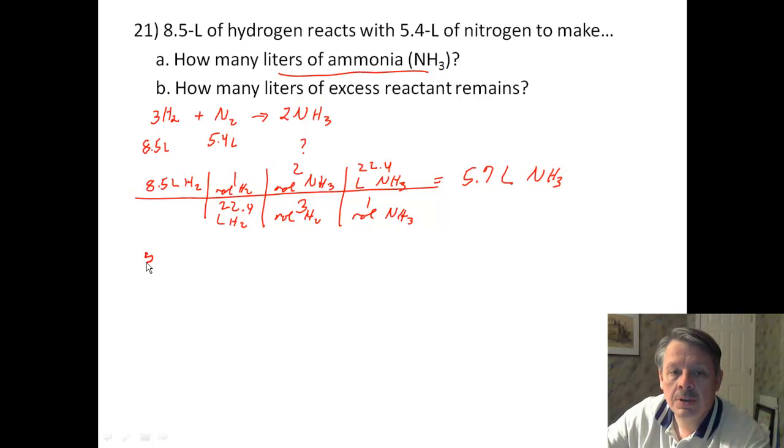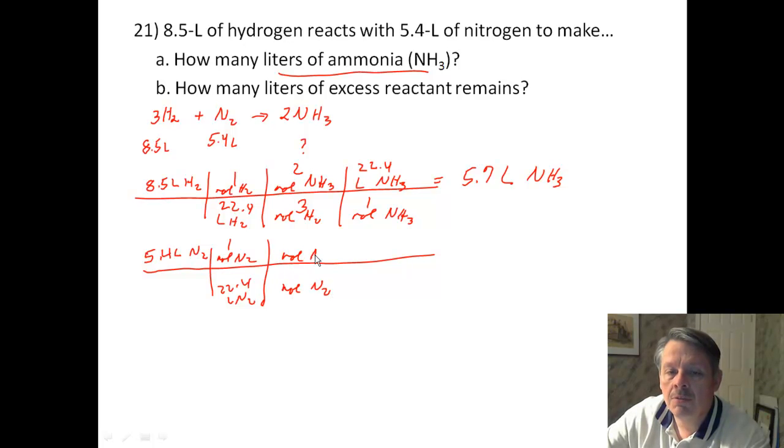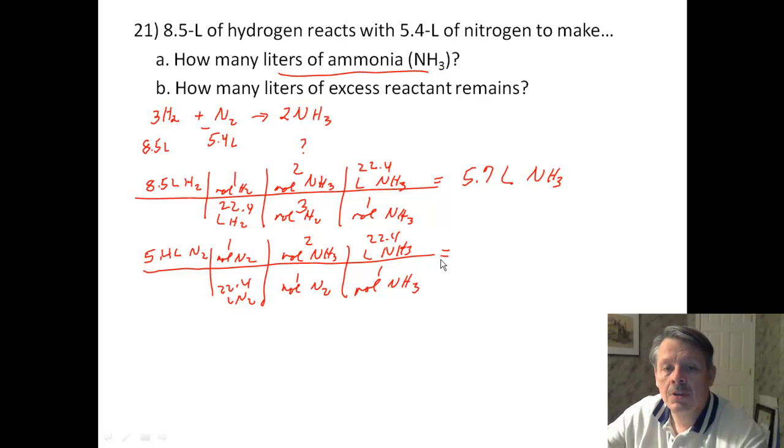All right, well, we have to do this again for our 5.4 liters of nitrogen. So we start with 5.4 liters of nitrogen gas. We're going to do something that looks very similar here. 22.4 liters of nitrogen gas and 1 mole of nitrogen gas. And then we have to go from moles of nitrogen gas to moles of ammonia, and then from moles of ammonia to liters of ammonia. In front of the N2 we have a 1. In front of the NH3 we have a 2. We have 22.4 here and 1 there. So again, our 22.4 is canceled, so we take our 5.4 and multiply by 2, and we get 10.8 liters. And because we only have 2 sig figs, that's going to round to 11 liters of NH3.